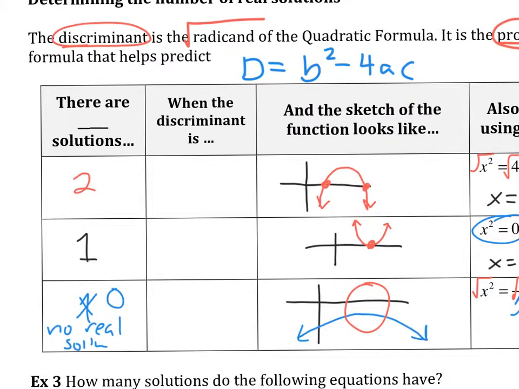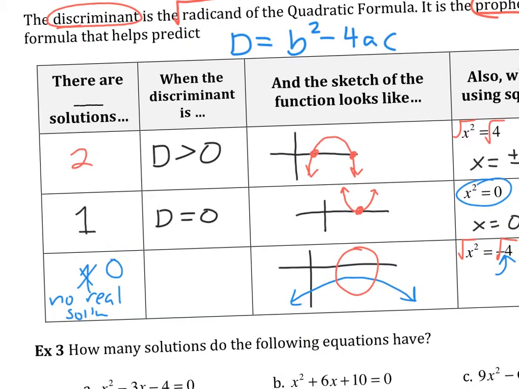If my discriminant is greater than 0, I'm going to have 2 real solutions. If my discriminant is equal to 0, it's as if my corresponding function is just barely touching the x-axis. So that'll give me 1 real solution. But if d is less than 0, that gives me no real solutions. So when asked the simple question, how many solutions does this have? Your answers are either 2, 1, or 0 / no real solution.